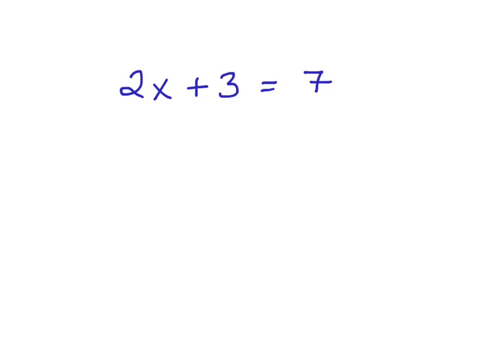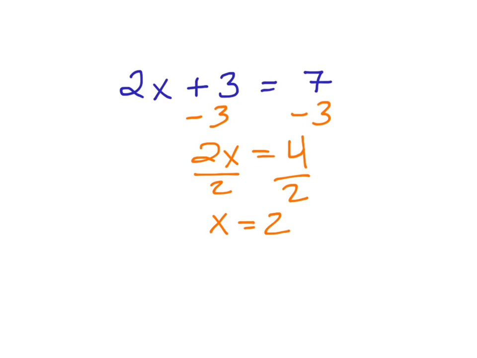If you've noticed in the examples that we've done or that you've done in the past for solving equations, you've noticed that we always seem to do the steps in the same order. We always seem to subtract the 3 first to get 2x equals 4, and then divide by 2 to find that x equals 2. So why do we do the steps in this order?